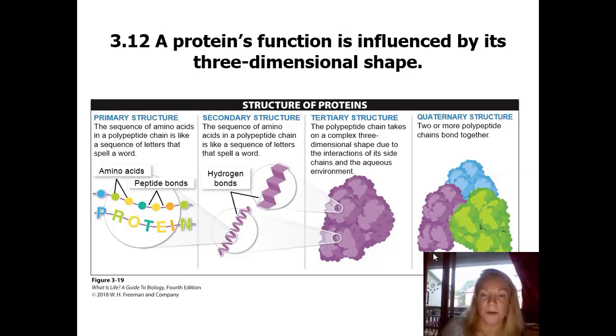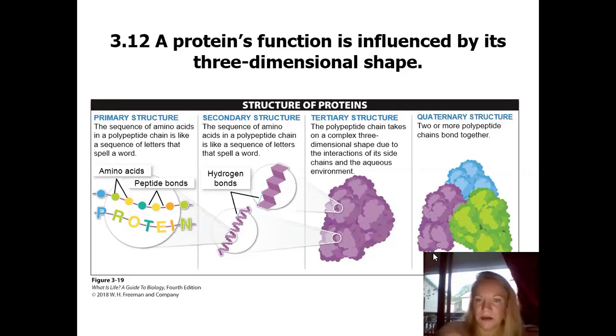That's when two or more polypeptide chains bond together. So polypeptide, they're amino acids that are strung together. The bond between them is called a peptide bond. So that's why many together is called a polypeptide. When you have many amino acids together that form proteins, it's called a polypeptide. So remember that. And two polypeptides bonded together, two or more, is going to be your quaternary structure.